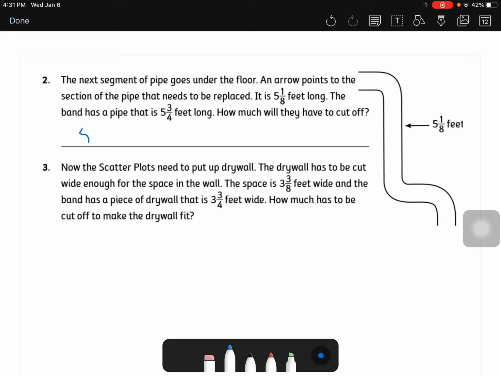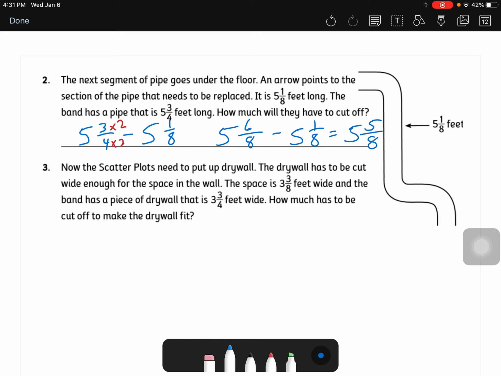Well, okay, so 5 3/4, they're going to have to cut a little off of that so that it's going to become 5 1/8. So what we're going to have to do is subtract those two, and I'm going to times by 2 here so that I can get a common denominator. So when I rewrite this problem, it's going to say 5, okay, so here it was 3 times 2, which is 6, and 4 times 2, which is 8. So 5 6/8 minus 5 1/8 is going to be 5 5/8 feet.